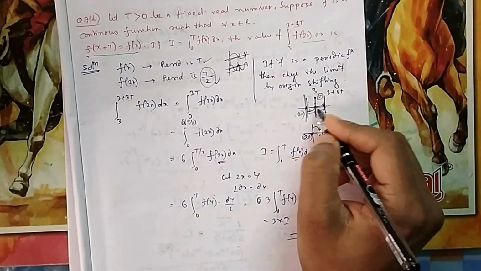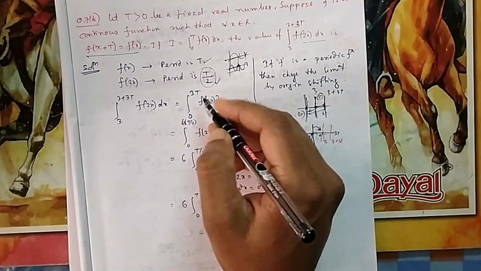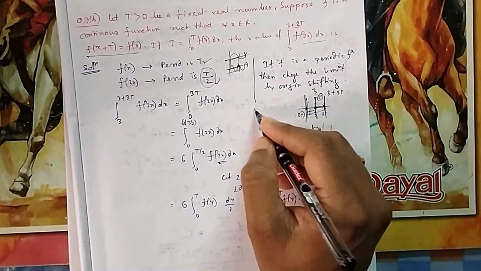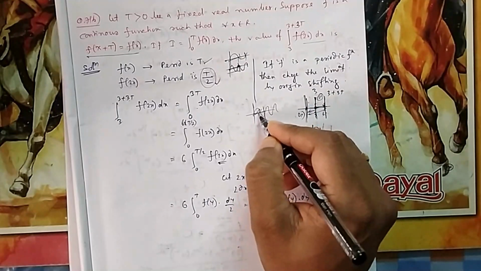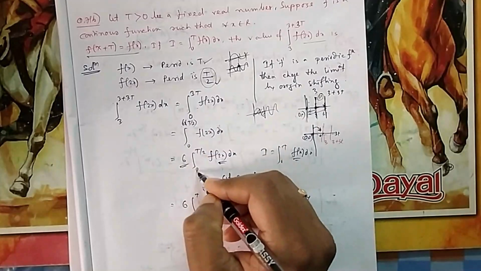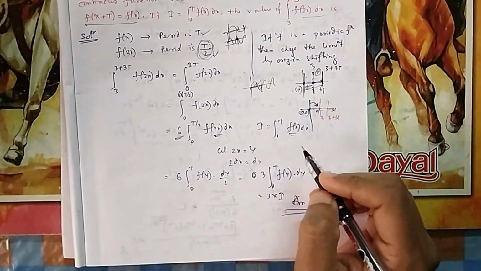Now 0 to 3t is how much? Because your time period is t by 2, how many cycles are you taking? 6 cycles. So you can write it 6 into the integral over t by 2. You don't need to take 6 cycles because every cycle is the same. So if you take one cycle, then it will be done. Then you multiply by 6. So that's why I am multiplying by 6. I am taking only one cycle because the time period is t by 2 here. So it is of this fashion.